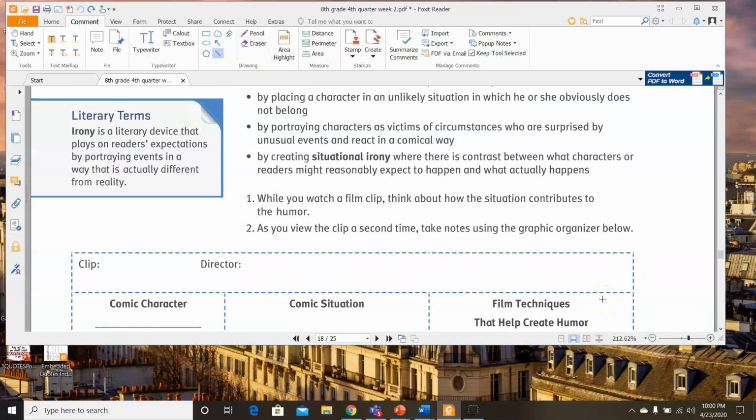So you're going to watch a film clip. I'm going to post the link to that on Canvas. And while you watch it, think about how the situation contributes to the humor. Then you're going to rewatch it and fill out this chart below.